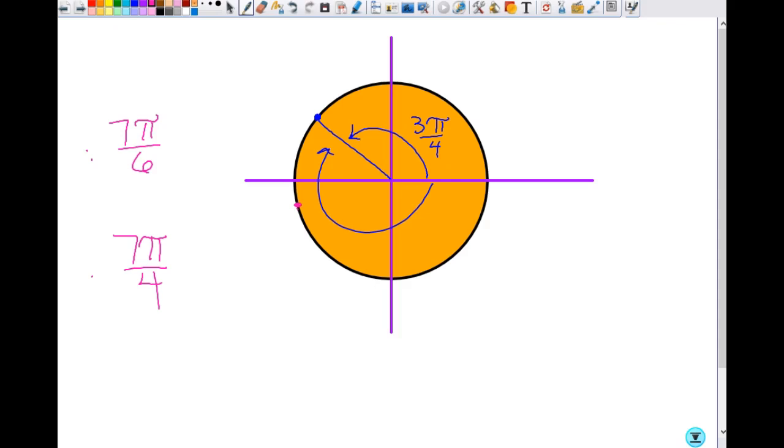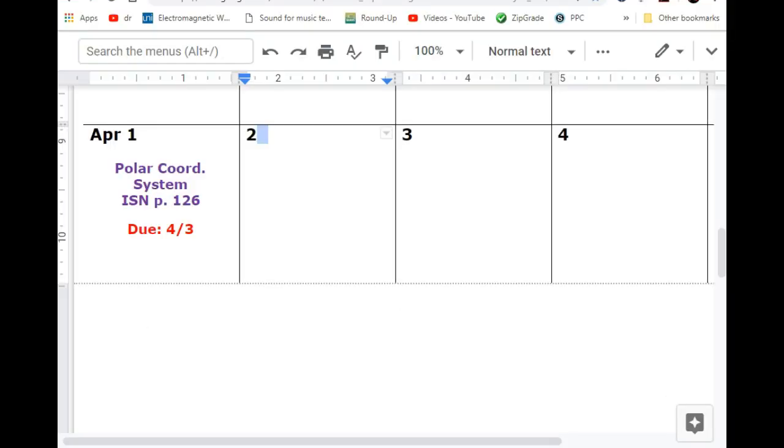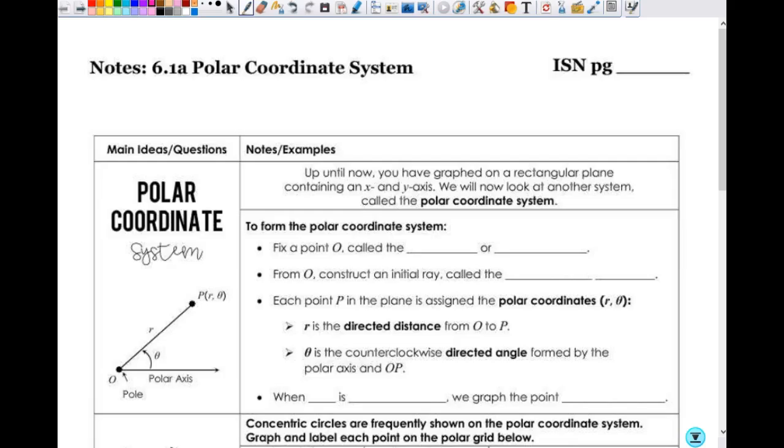Okie dokie. Good deal. So then let's get on to these notes here, which I knew I'd forget what the page number was, 126. So it's going on page 126 when we are done. We are going to look at the polar coordinate system. So this is a whole different way to graph points. It's a whole different coordinate system. That's why it's called the polar coordinate system. So we're going to draw this little x and y axis here.